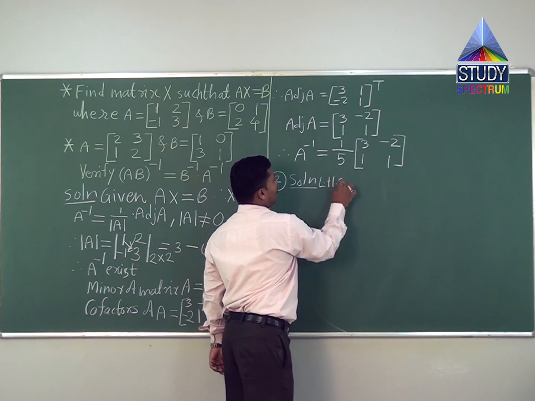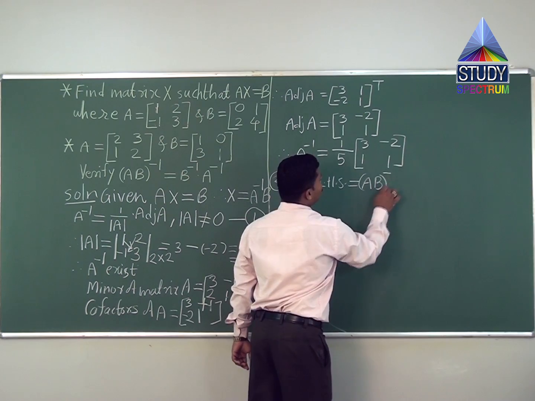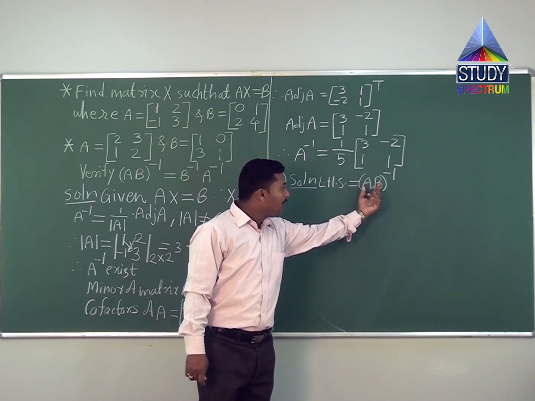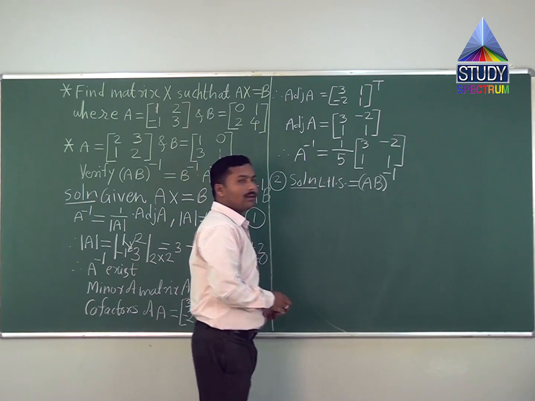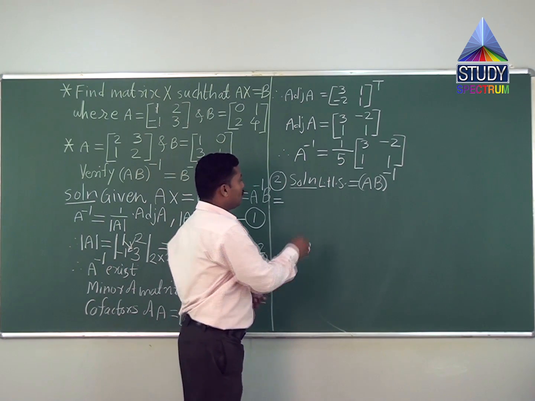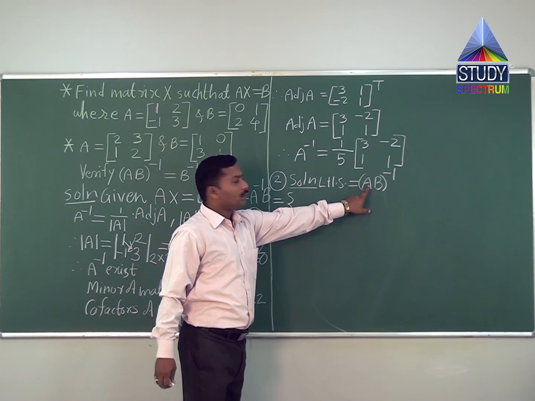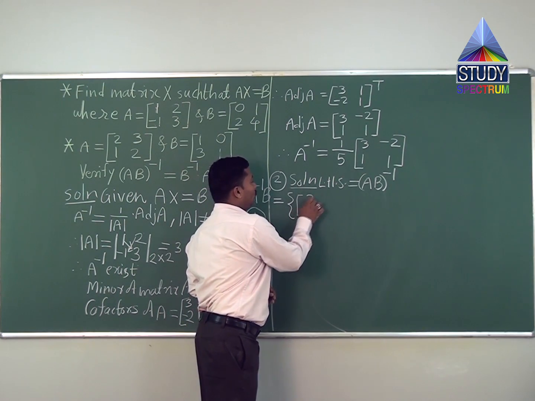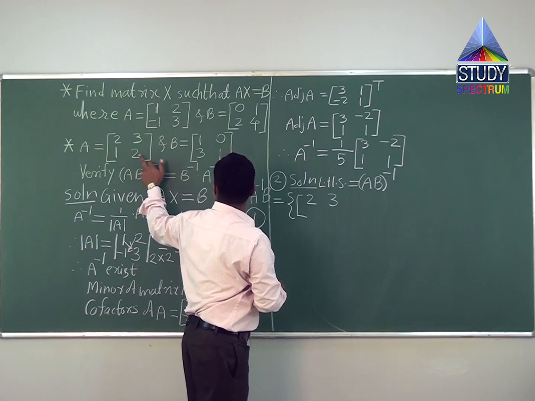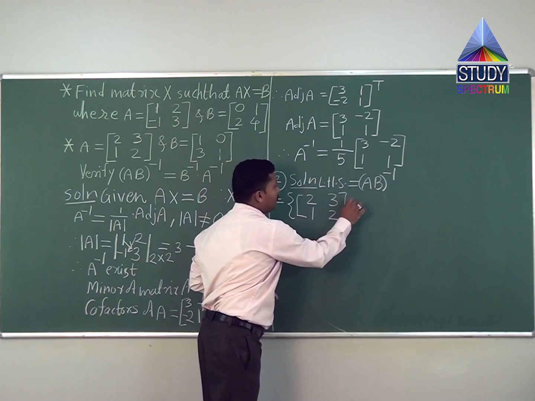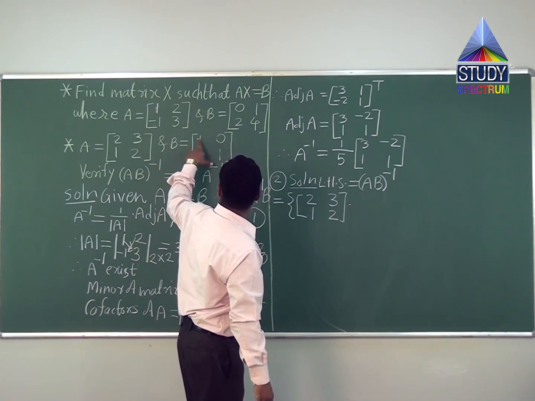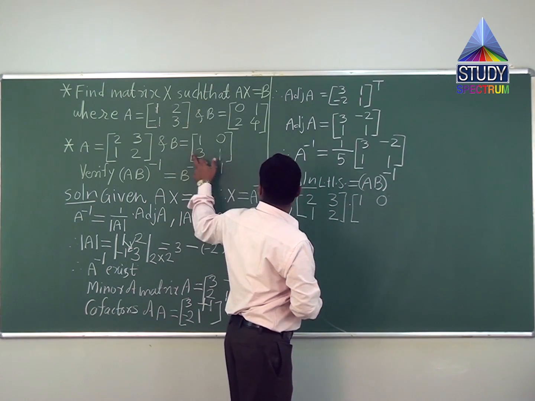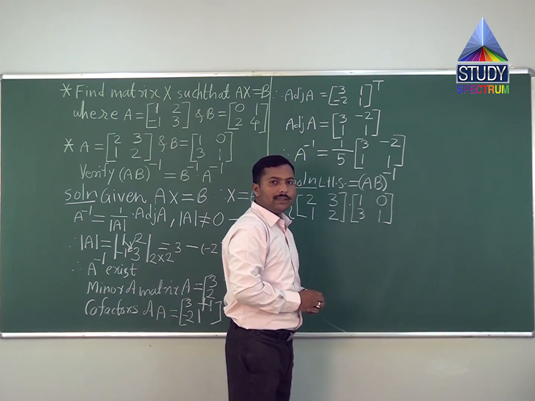LHS is AB inverse. So how is the AB inverse prepared? This is A, this is B, A into B. So first we find A into B, and then find its inverse. So we write for A, the matrix A. What is the matrix A? 2, 3, 1, 2, into B. B means this matrix: first row 1, 0, second row 3, 1. A into B, and its inverse.